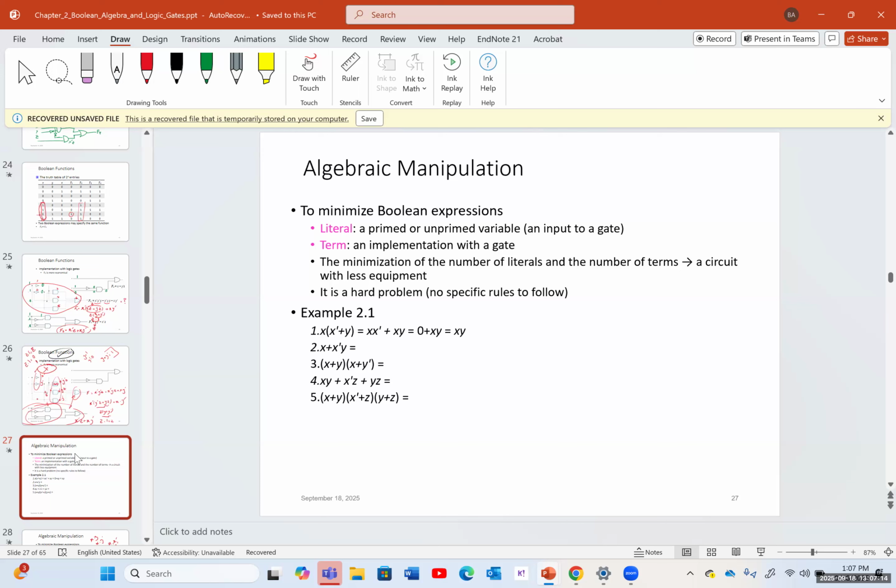Sometimes it's a very hard problem, and sometimes you don't get to a single answer. You may have multiple answers, and all of them are correct, and all of them would have the same number of literals and terms. And I'll give you some examples on that as well. Let's start with some examples.